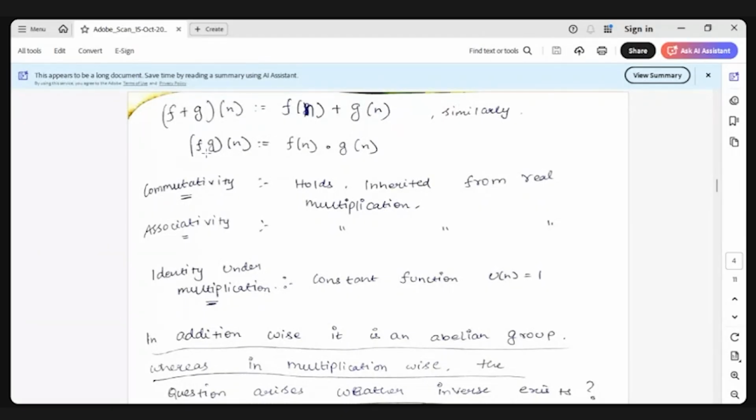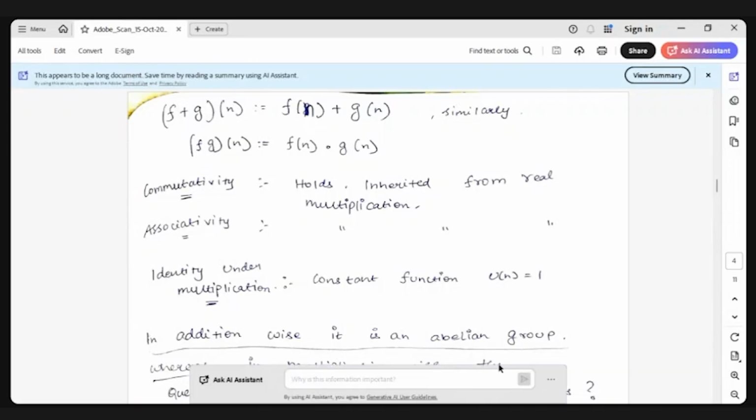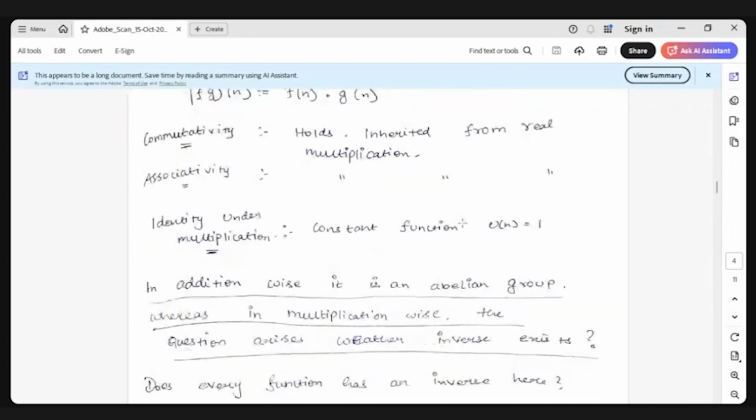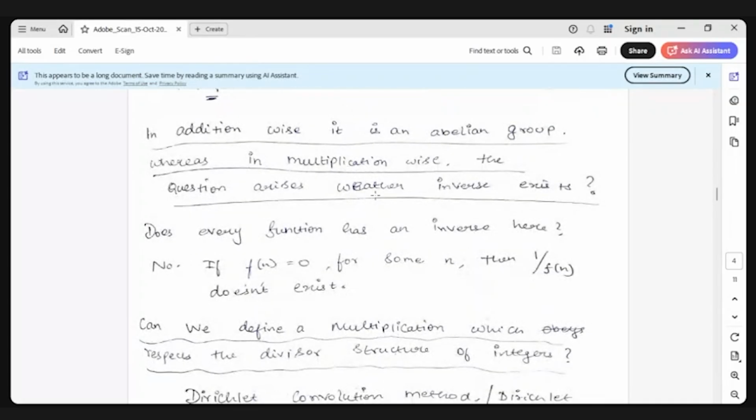Can anyone guess whether this is true or not? Random guess is fine. All right, okay, one second.